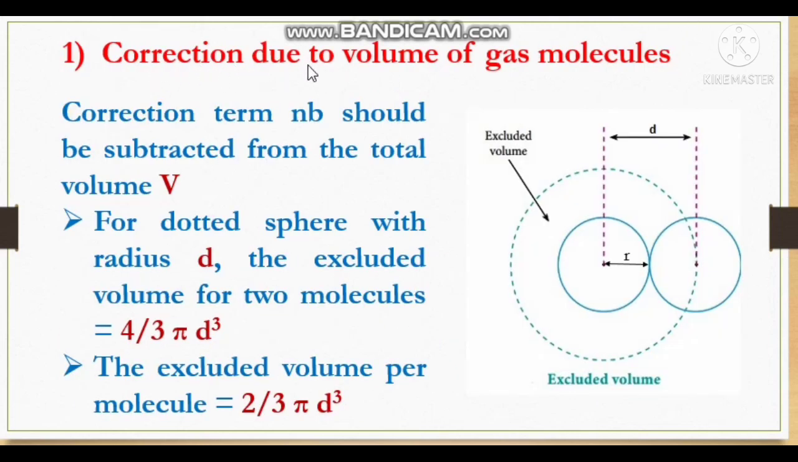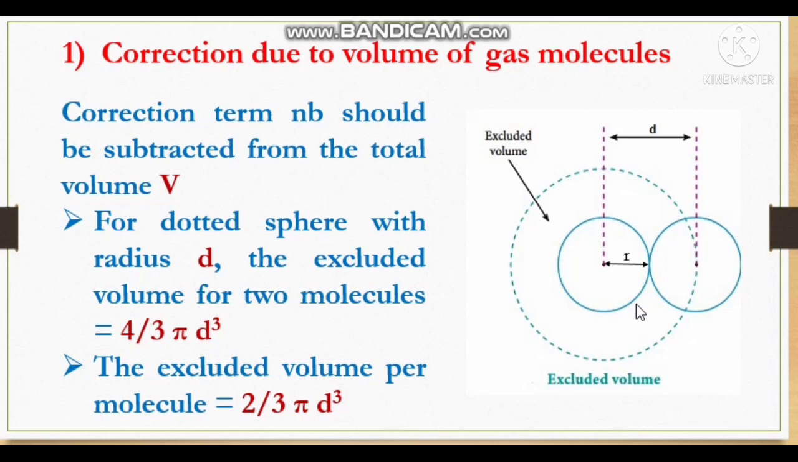Now we will see here correction due to volume of gas molecule. The ideal gas equation PV = nRT is derived on the assumption that the gas molecules are mass points. That is, they do not have finite volume. But van der Waals has abandoned this assumption and suggested that a correction term nb should be subtracted from the total volume V in order to get the ideal volume which is compressible.